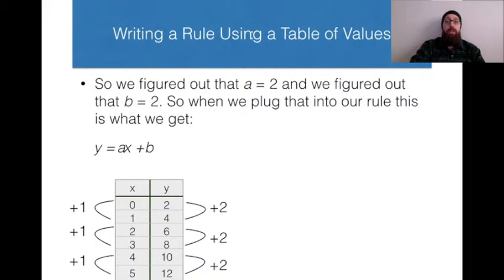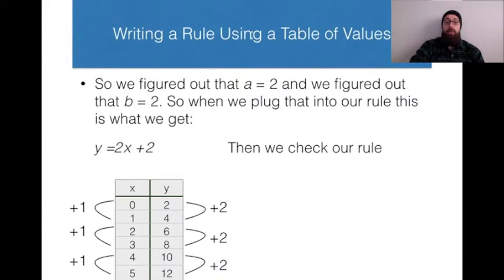So when we plug that into our rule, this is what we get. So our rule is y is equal to ax plus b. So we take away that a, and we put in the 2 that we just got from the change in y over the change in x. And now for the b, well, we figured out when x is 0, y is 2. We figured out that b was equal to 2. We take away that b, and we put in our 2.